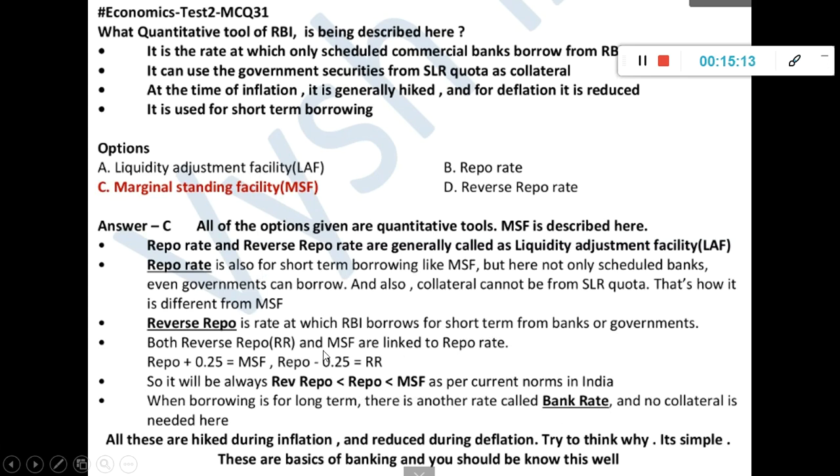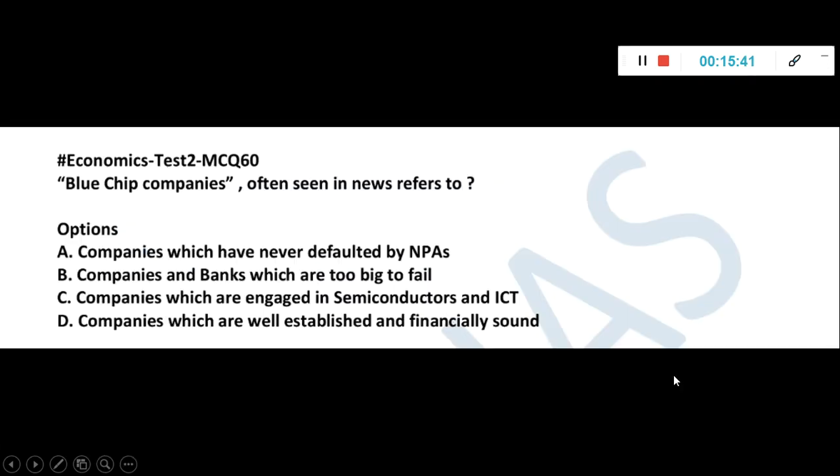And all these things are usually hiked during inflation, because if you hike it, more money will be needed and more money will not go out to the public. For inflation I'm telling, during inflation people already have a lot of money. To restrict that money, you have to increase the repo rate so that too much money is not borrowed and too much money does not flow out. I don't know whether you understood now, but I've already explained this concept in detail in various other MCQs and in my economics lectures also. So please study this, it's very important.